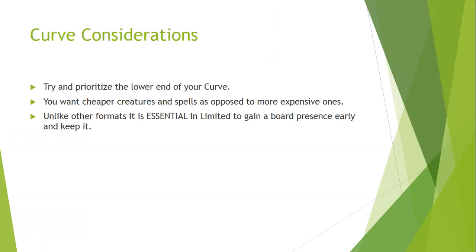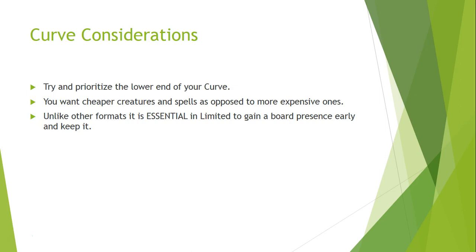So again, you're trying really hard to prioritize the lower end of your curve. You want cheaper creatures and cheaper spells. There's a lot of formats in Magic, like Commander, or if you're playing a control deck in something like Modern or Standard, that don't really do stuff for a while. You're going to start building a board presence on anywhere from turn 6 through 10, usually in those kinds of decks. But in Limited, you want to be interacting with the board and with your opponent's board as often and as early as humanly possible.